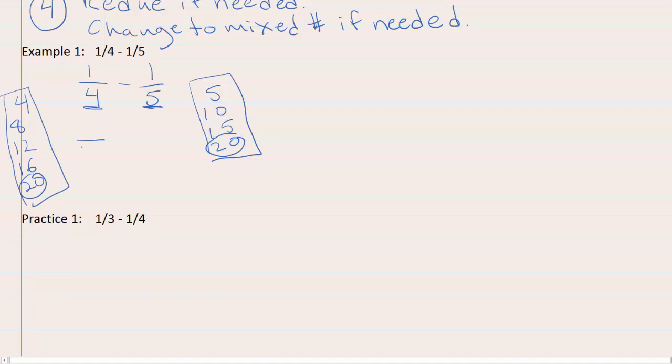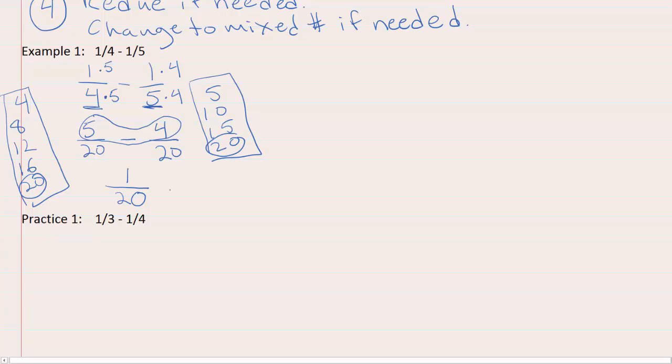So in order to get a 20 on the bottom over here, I'm going to have to multiply the bottom by 5, also multiply the top by 5. Over here, multiply the bottom by 4, also multiply the top by 4. So 1 times 5 will give us 5, minus, got a 20 on the bottom, and 1 times 4 will give us 4 on top. Now our next step is going to be subtract the numerators and keep the denominator. So 5 minus 4 is going to give us 1, and our size pieces, 20ths, is going to stay the same.